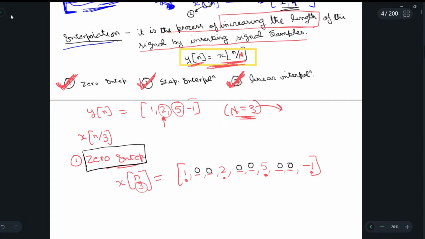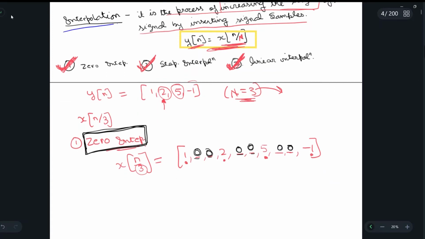Now this is very easy. You must have understood what we did. We simply interpolated by 3 and wrote 2 dashes in between the numbers that were given to us, and we simply replaced them by 0. We simply put 0 in the spaces. So now let us understand the second interpolation, that is step interpolation.